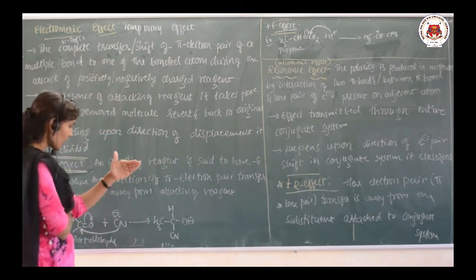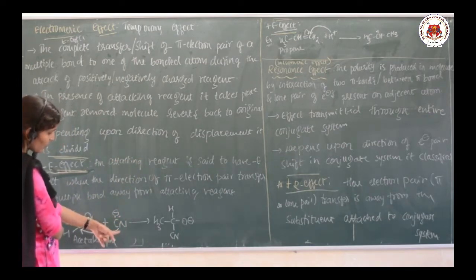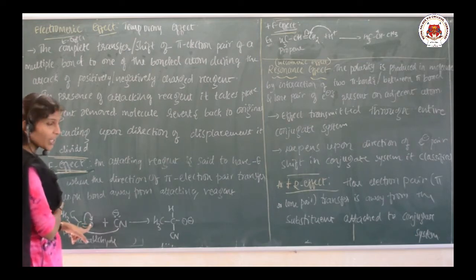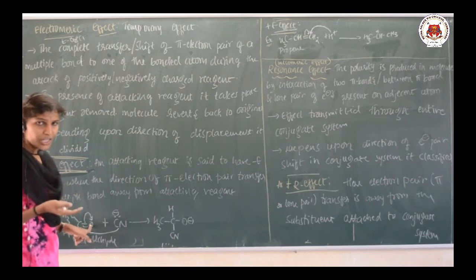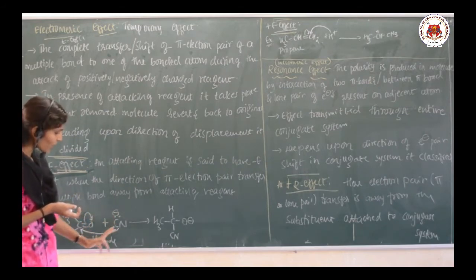Suppose this is the attacking reagent. When the attacking reagent approaches this system, the pi electrons of the multiple bond shift to one of the bonded atoms. Where exactly do they shift? Away from the attacking reagent.